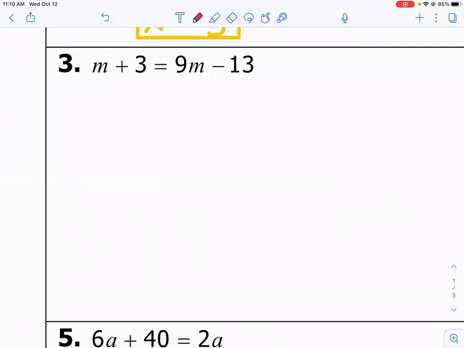Okay, so if you're going to subtract from that, you need to do that to both sides. So that ends right. You're dividing by -8 on both sides.